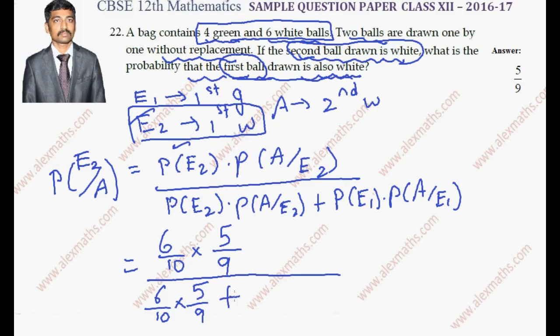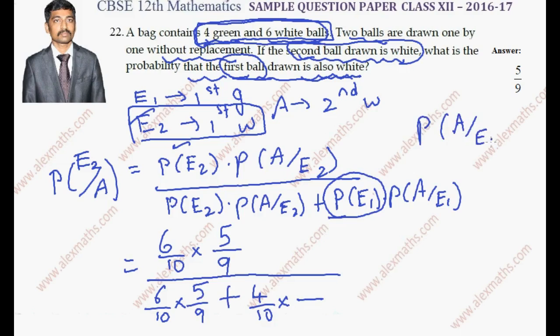plus coming to P of E1. What is P of E1? E1 is getting first green. Getting first green is 4 out of 10 because we have 4 green and 6 white. So 4 out of 10 into, after getting the green, again we are going to get white, that is P of A by E1. After this E1 occurred, that is after green occurred, we are getting the second ball as white. It means already there will be only 9 balls remaining and the white is not already taken before. So all the 6 white will be there. So getting white out of the total 9 is 6.